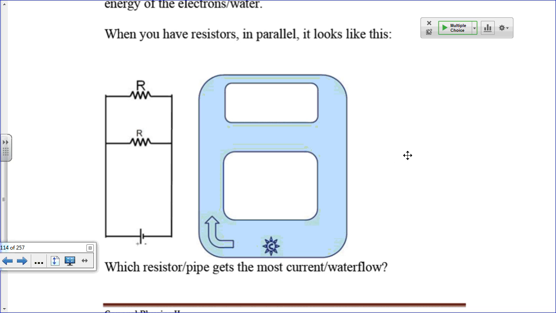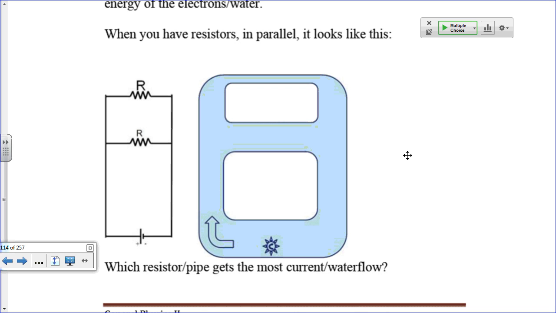We can think about this in a couple of different ways. First of all, they're all going to see the same amount of energy coming from this pump. That might not seem obvious to you right now. We'll talk about it in terms of resistors in just a bit. But more importantly, if I had the same amount of energy, which of these is going to see more water flow? The bigger one. The bigger one will see more water flow.